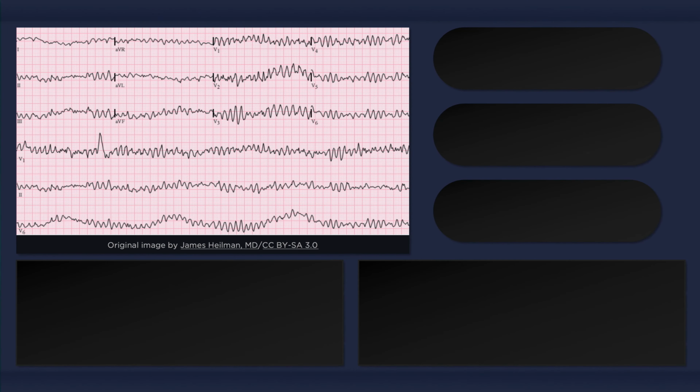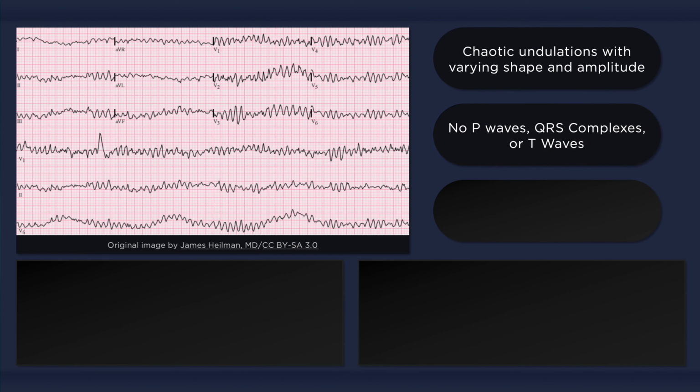VFib is a chaotic rhythm without any discernible pattern. The rhythm consists of completely disorganized electrical activity with undulations of varying shape and amplitude. It's so chaotic that if you were to draw an illustration of it, chances are that your sketch would actually be more organized. Essentially, the ECG just looks like a mess. There aren't any QRS complexes, P waves, or T waves.